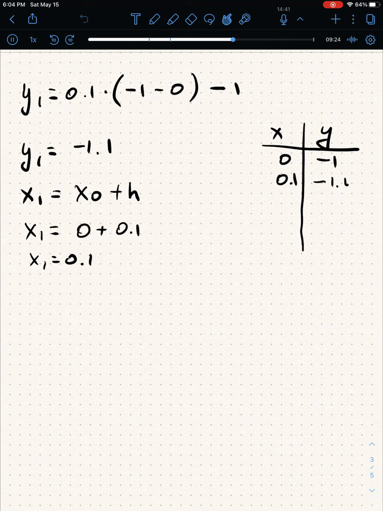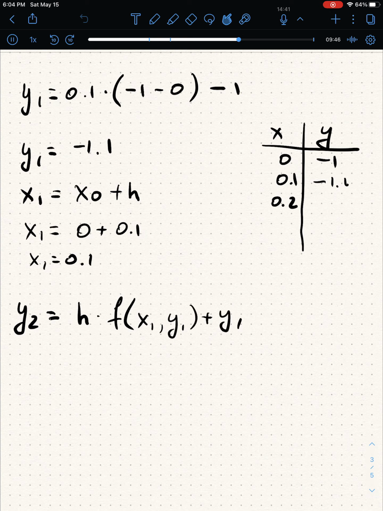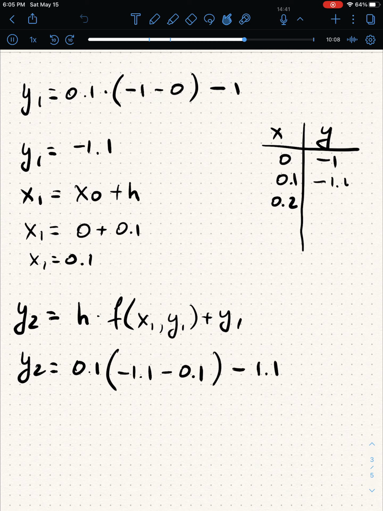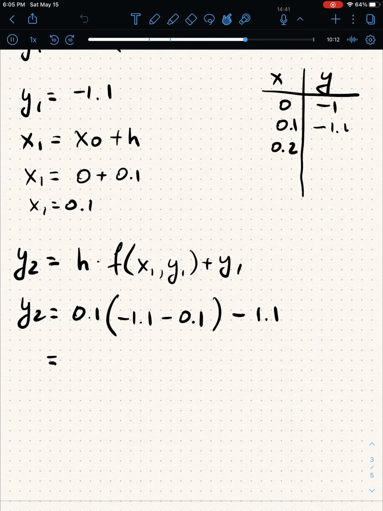Now, let's continue. Let's find our function of y at x equals 0.2. What do we do? We take our previous value of y, plug it into the formula, see what happens. So we do our y2 equal to the same step times our new values, x1, y1, plus y1. So our y2 is 0.1 times, what was our formula? y minus x. So we take our previous value of y, negative 1.1, minus 0.1. What do we get? If we put it in a calculator, we get that our next value of y is negative 1.22.